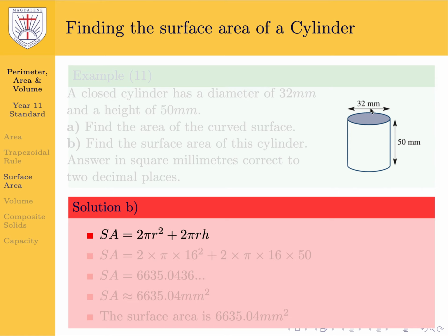Just like before, we need to remember that the radius is half of this, which is 16, and then we just substitute all those values in. So 2 times pi comes from the formula, times 16 squared, because that's the radius, plus 2 times pi comes from the formula, and then times 16, which is the radius, times the height, which is 50. When you type that into your calculator, you get this value, and to 2 decimal places is 66,635.04 square millimeters.